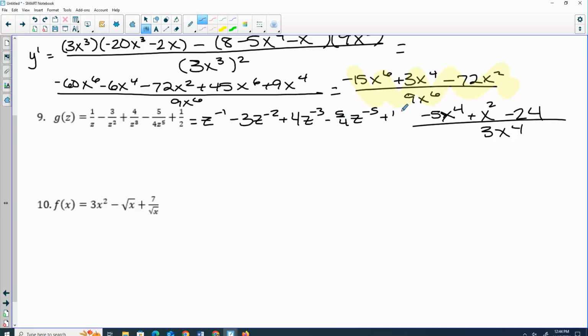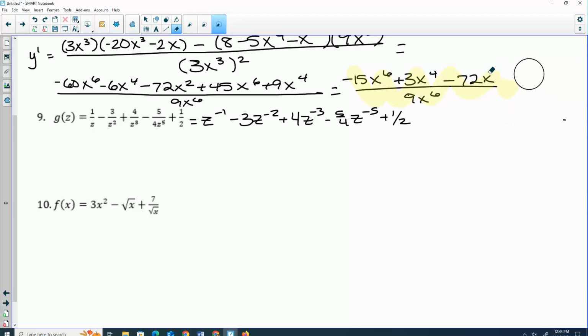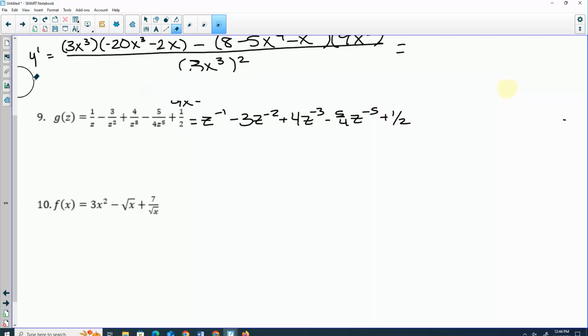I think it's because I didn't use a calculator. I just started. Then you can do each individual term using just our power rule.